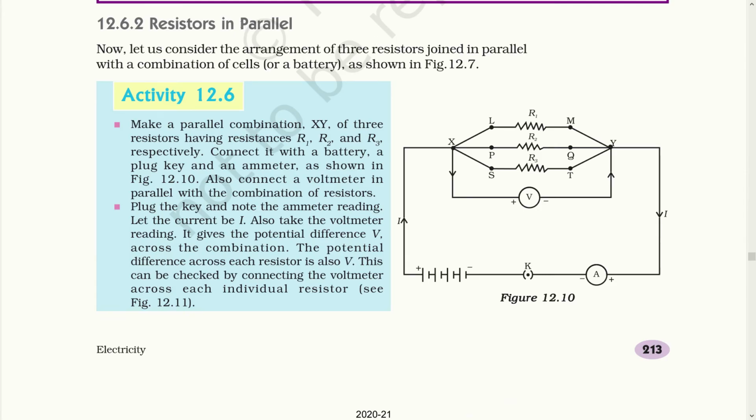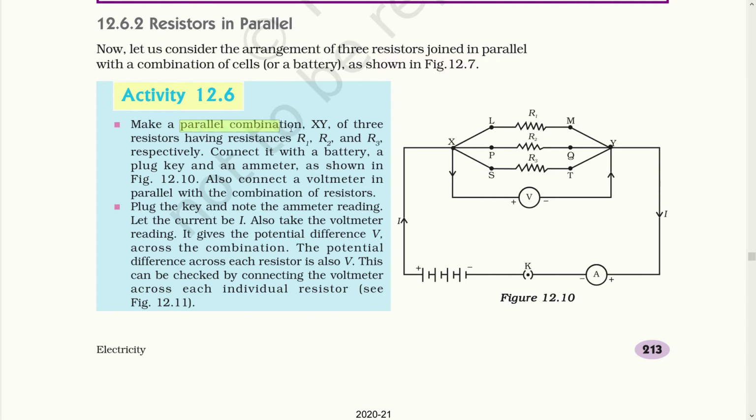Now the next topic is resistors in parallel. This would be the schematic circuit diagram of a parallel connection. R1, R2 and R3 are connected across points X and Y, and all of them are individually connected to the whole circuit. Now let us consider the arrangement of three resistors joined in parallel with a combination of cell as shown in figure 12.7. Activity 12.6.